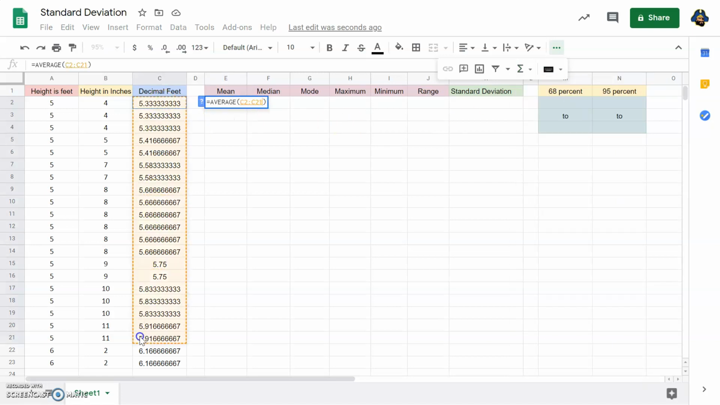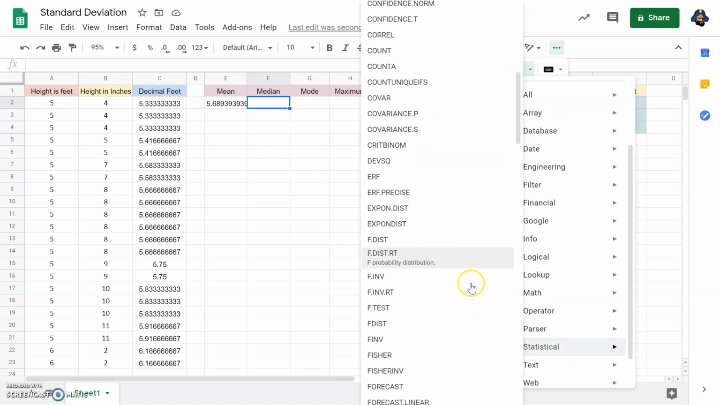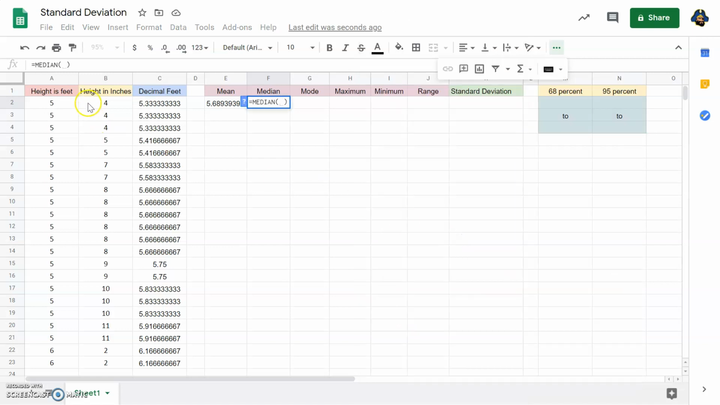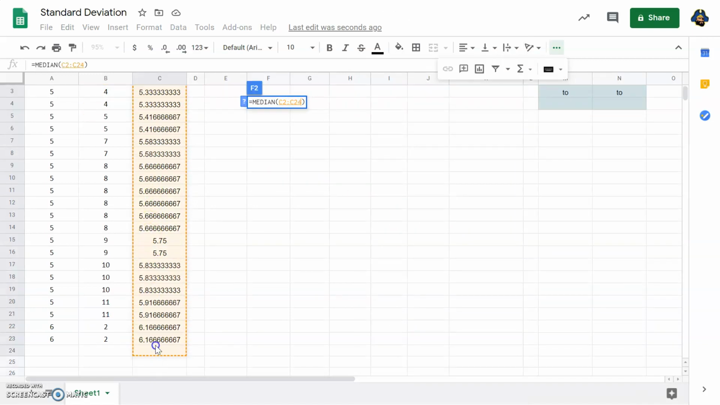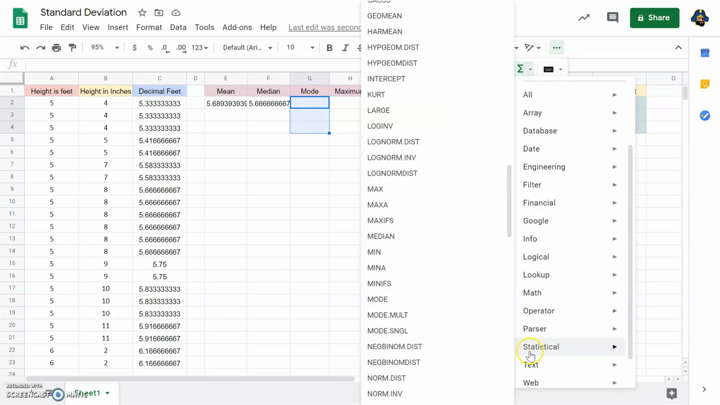So we're going to first calculate the mean. Okay. Median is the middle of our data set. We're going to look under statistical to get that function. Okay, so our mean and our median are very close. And we do have some repeating points in here. Just want to calculate the mode.